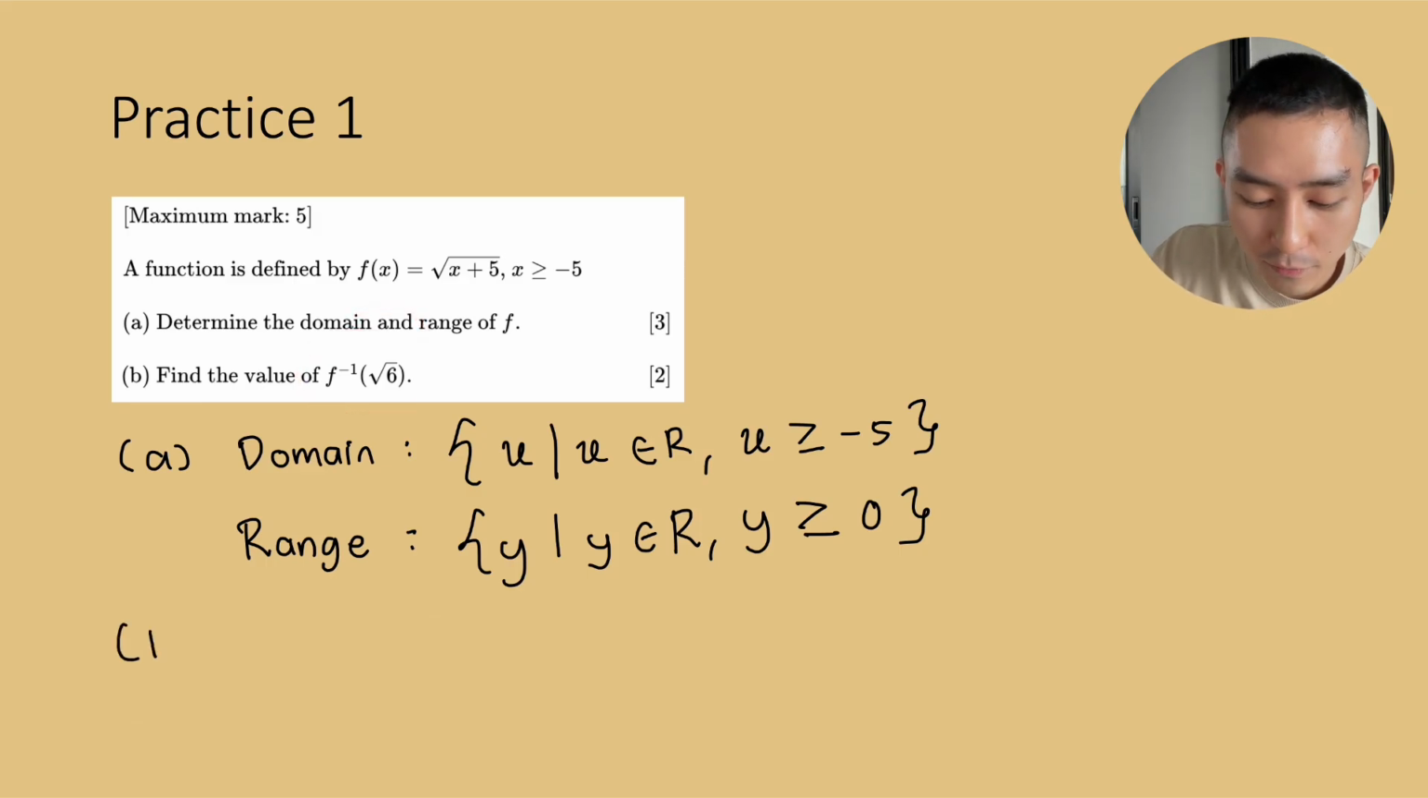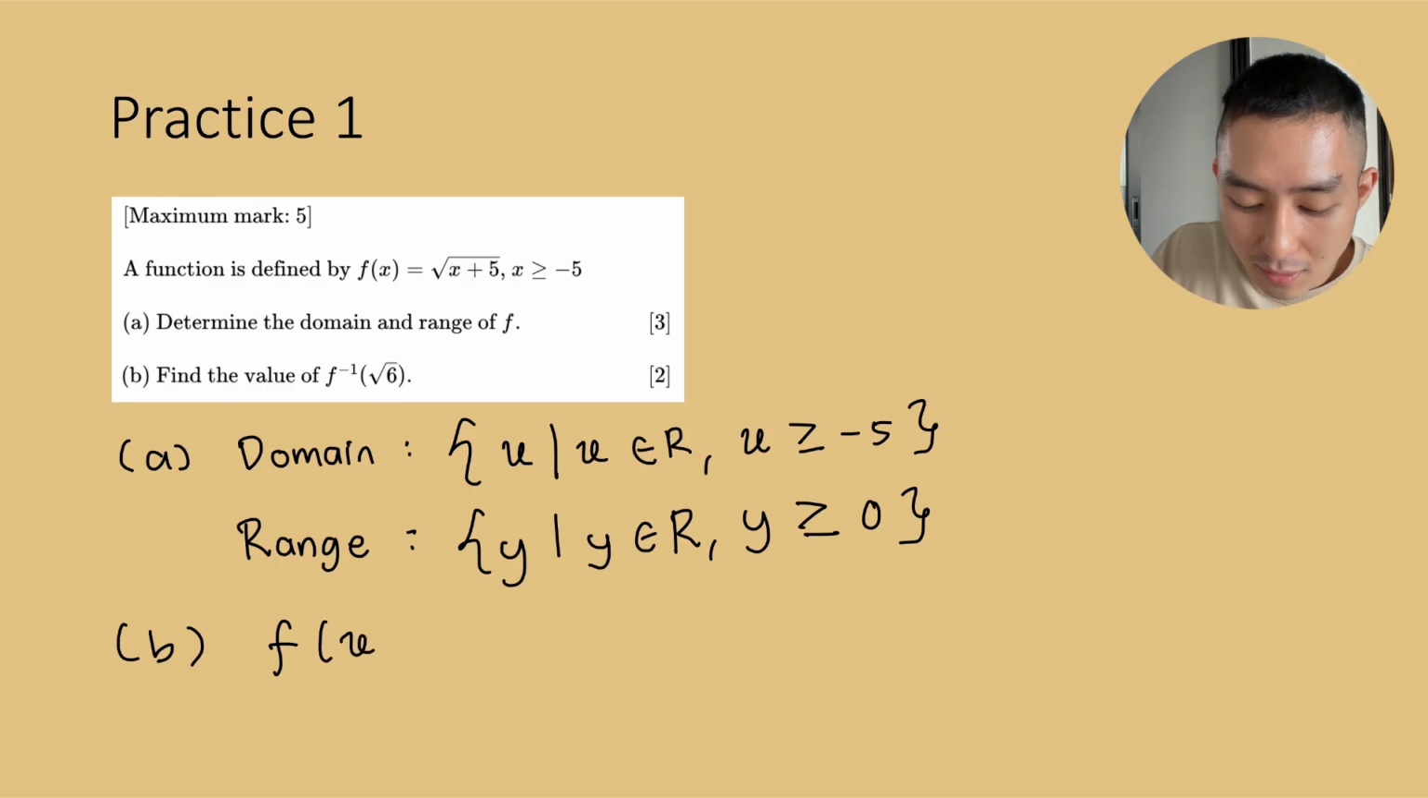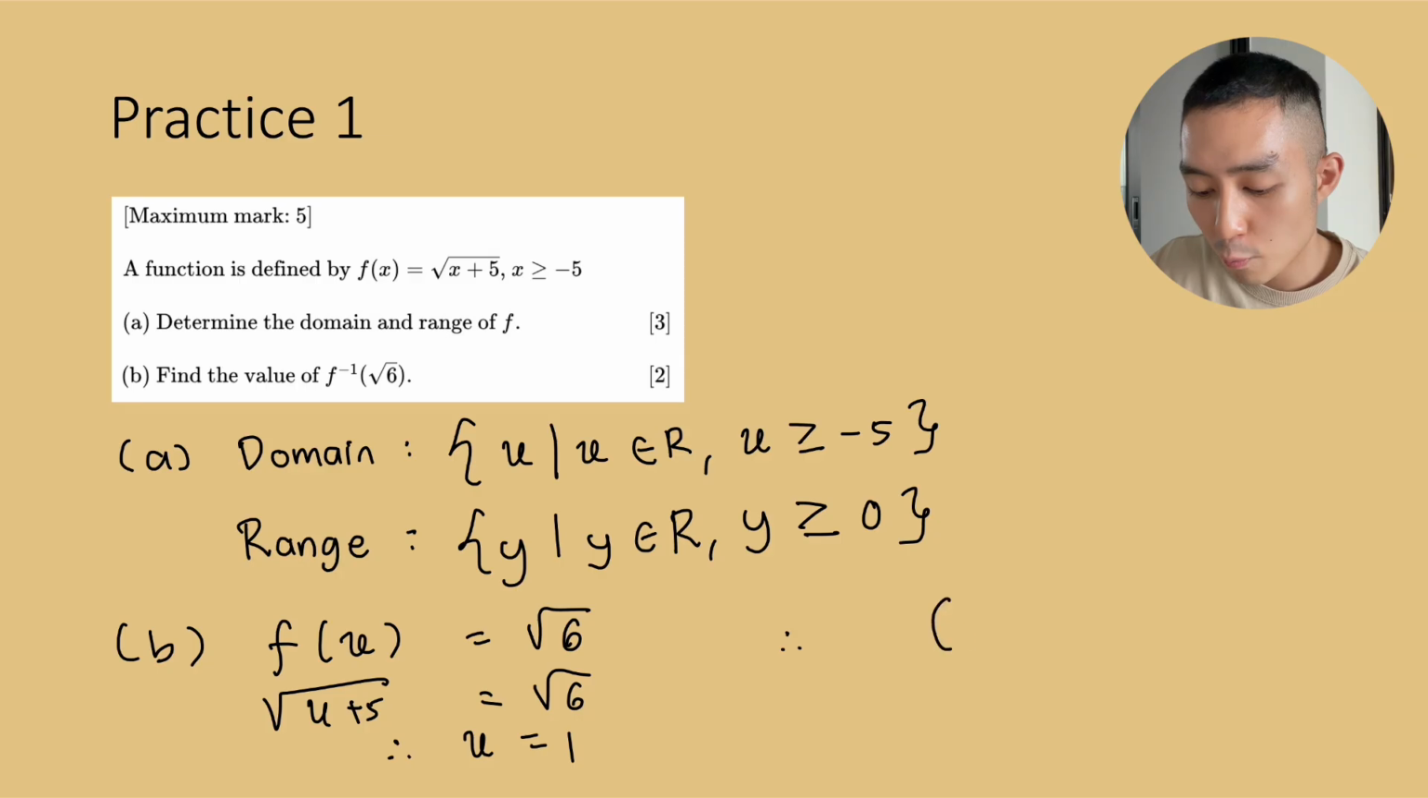Now we need to find the inverse of square root of 6. Okay, so we understand that we don't have the inverse function here. So the way we can do is we reverse that. We want to find the x where the function is equal to square root of 6. So square root of x plus 5 is square root of 6, and now we know that x is 1. So when we input square root of 6 into the inverse function, we will get that the answer is 1.